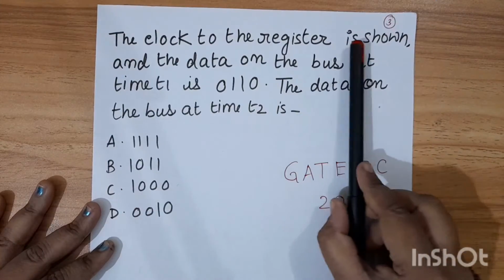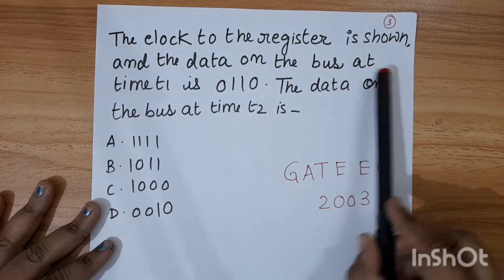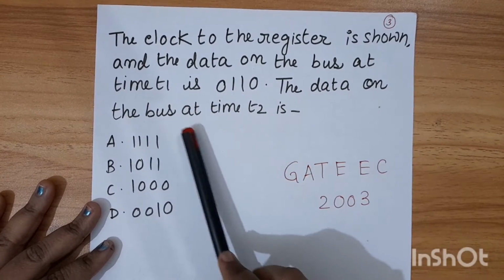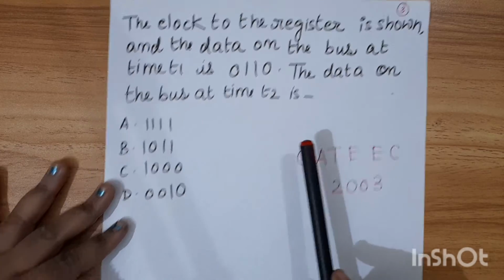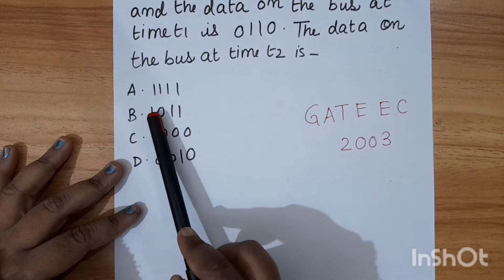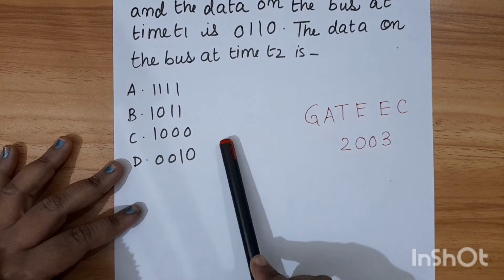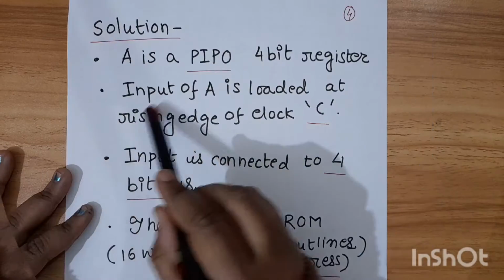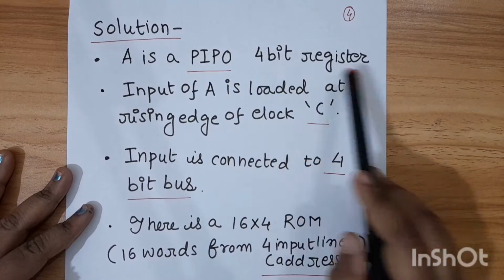The clock to the register is shown and the data on the bus at time T1 is 0110. The data on the bus at time T2 is, out of these 4 options: A, all 4 ones; B, 1011; C, 1000; D, 0010. This is GATE CS 2000.